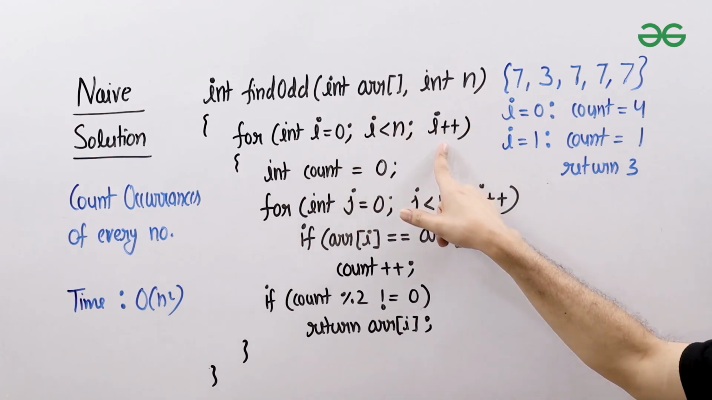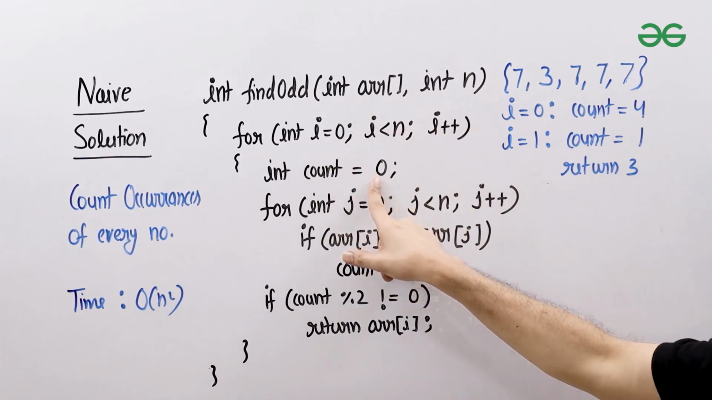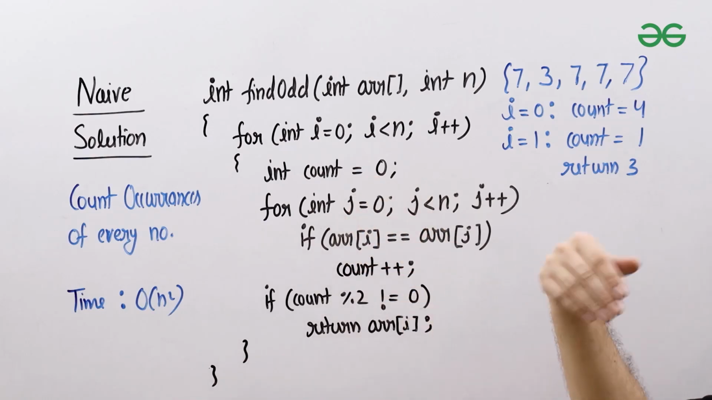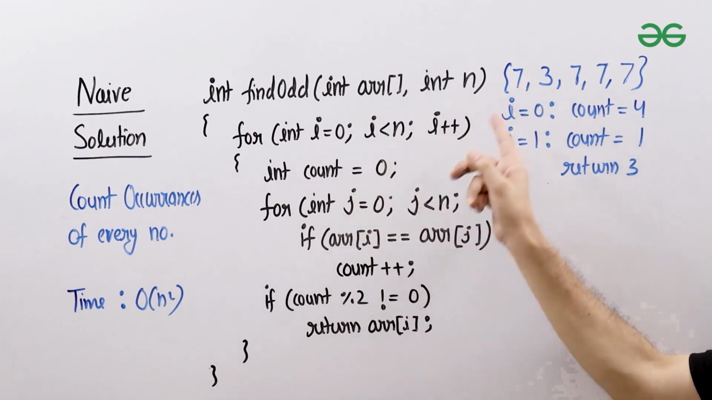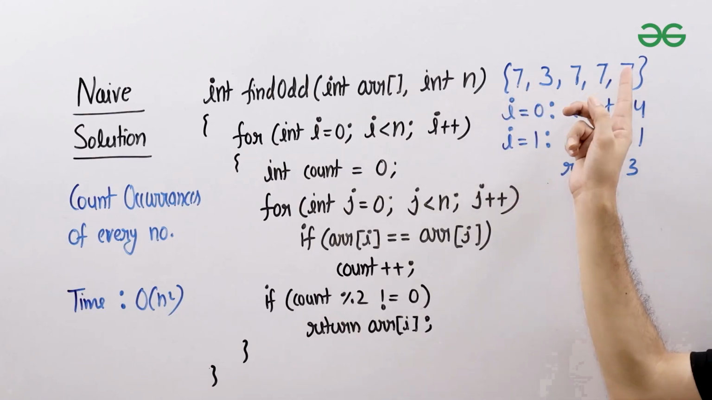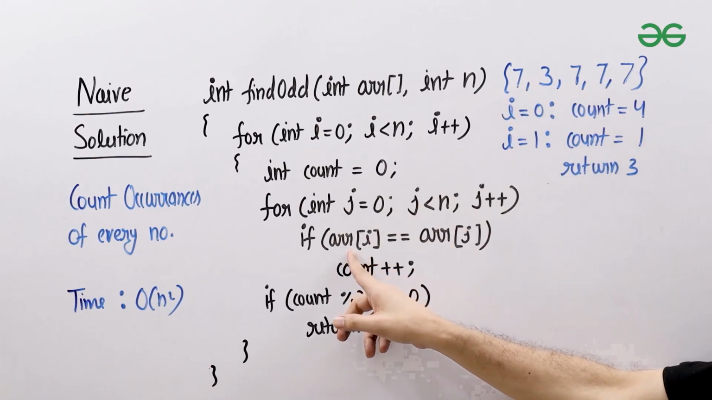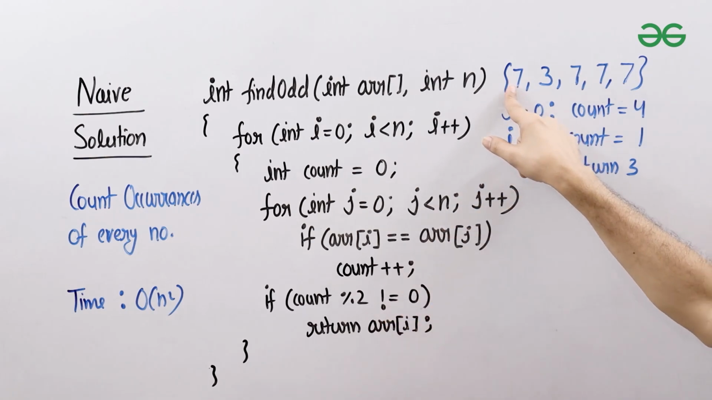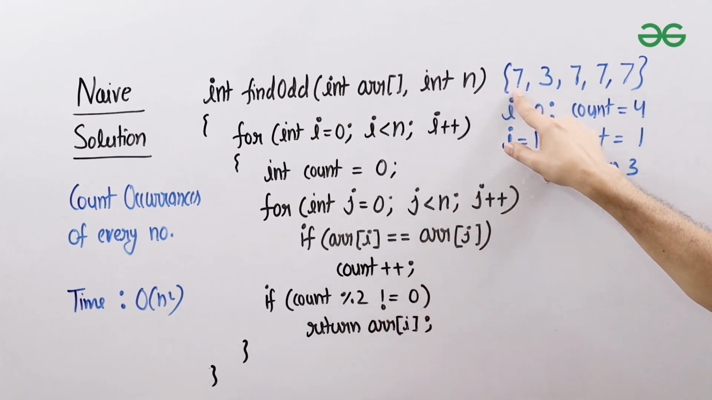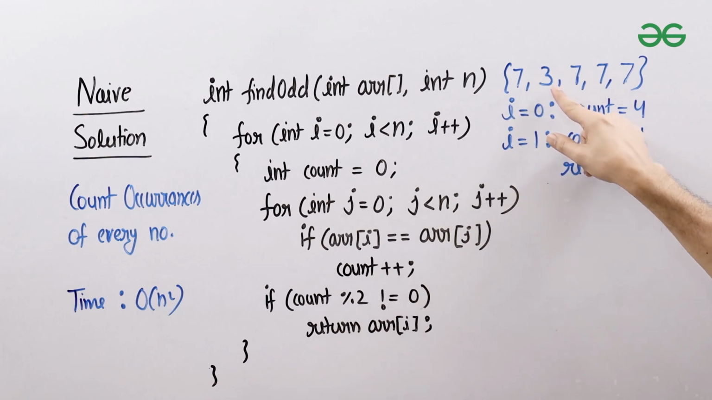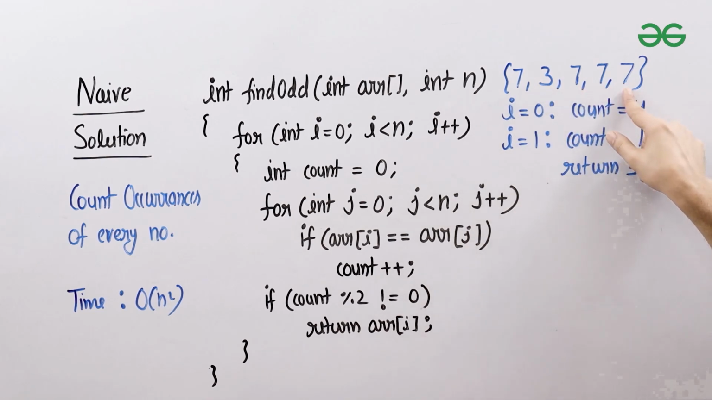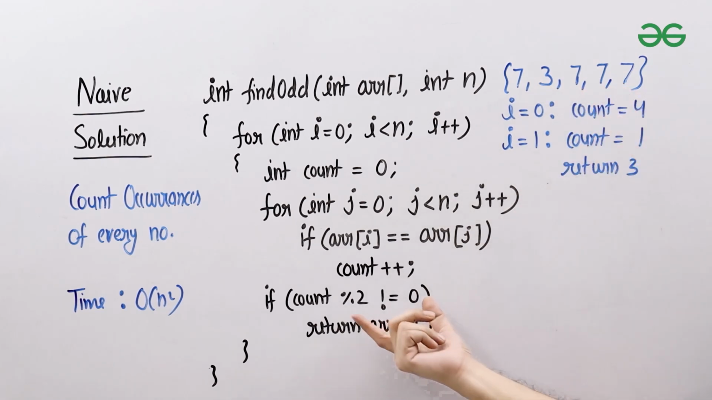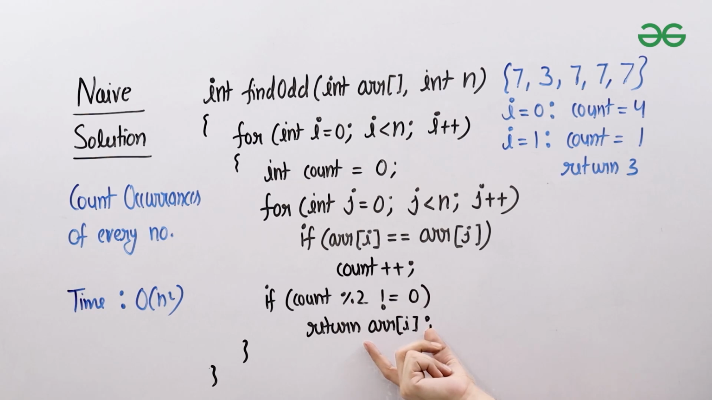Now we run through the loop. For every element, we initialize the count as 0. Then we run another loop to count how many times the current element appears. So for i equal to 0, we are going to run a loop for j equal to 0 to n, right? And we are going to increment the count when arr[i] and arr[j] become the same, right? So for i equal to 0, we have 7, arr[i] is this. We will begin from here, count will become 1, then remains 1, 2, 3, 4. So count is 4, it's not odd, so we do not come inside this if condition.